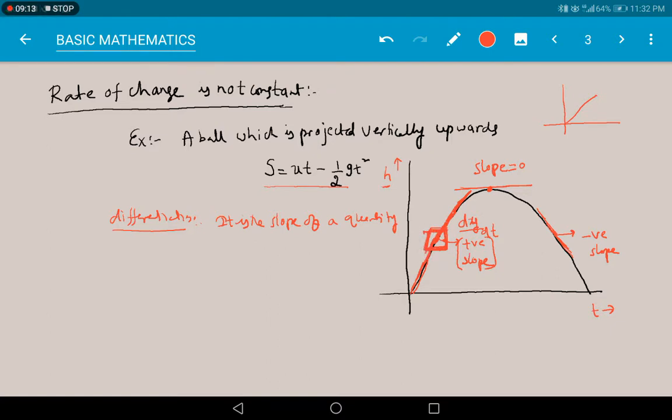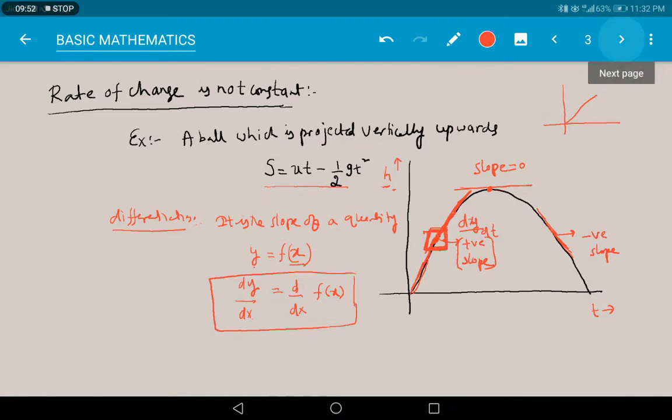Okay? So simply we can write, if y is represented as a function of x, y equals f of x, therefore we can write dy by dx. This dy by dx is nothing but the variation of quantity y with respect to x, dy by dx of f of x. So this is the meaning of differentiation. Right, let us write some formulas related to differentiation.